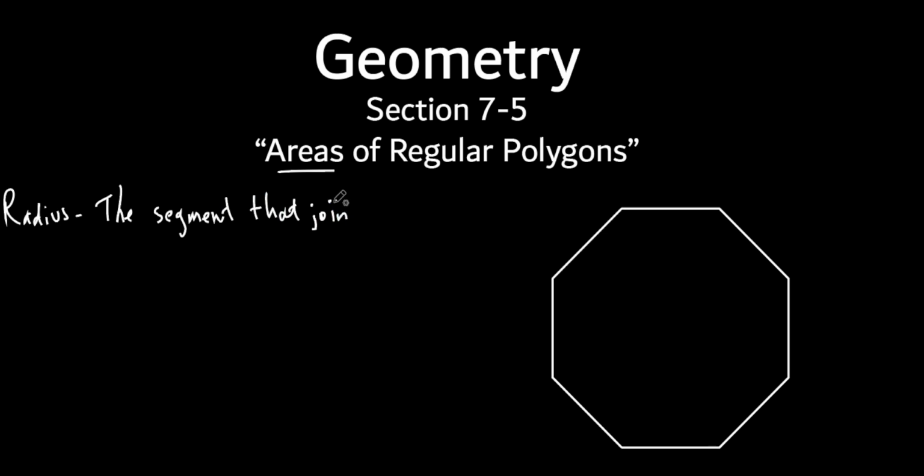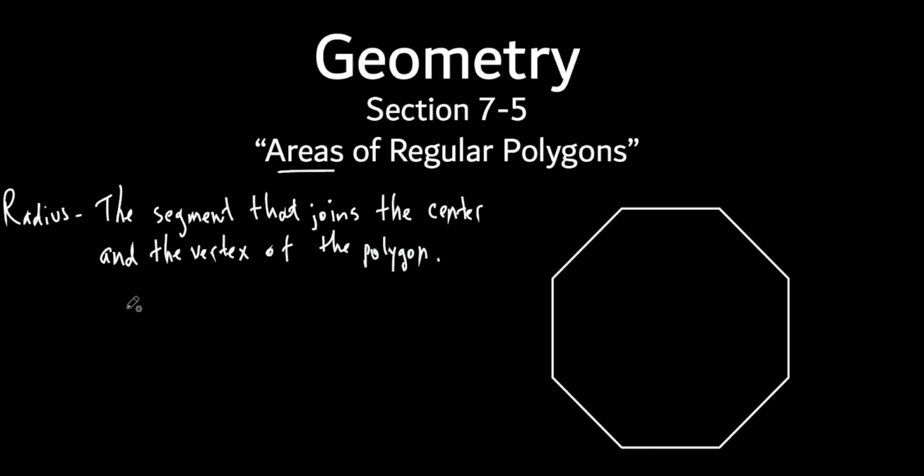Now, on a circle, what did it join? The middle? I think we've talked about that word before because we talked about the area of a circle. What do I call the middle of the circle? I don't call it the middle. It starts with a C. The center of the circle, right. But this has a center as well. Okay, it's not a circle. Okay, so it's the segment that joins the center and the vertex of the polygon. All right, so that's the radius.